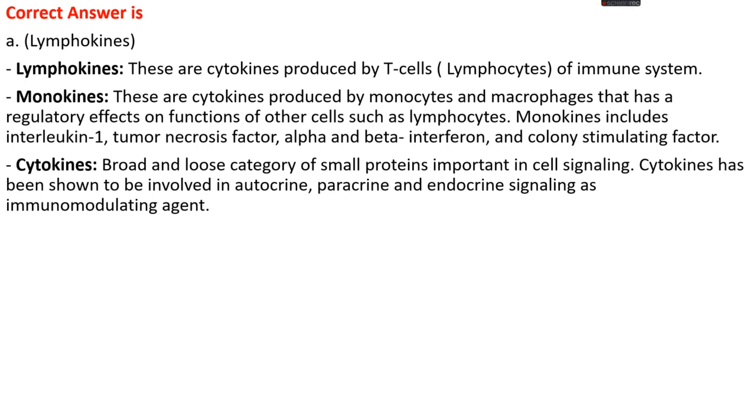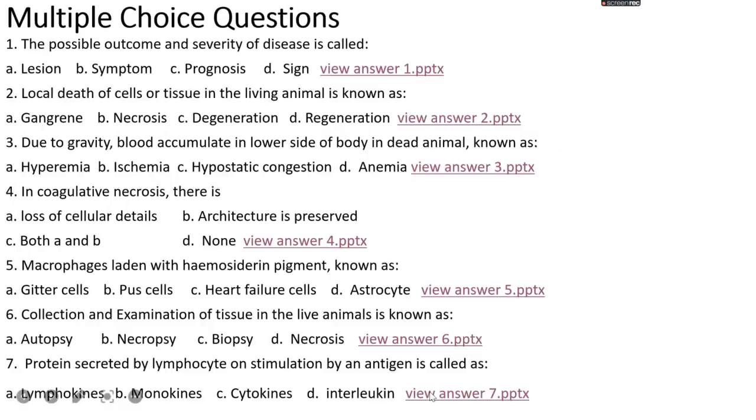Monokines include interleukin 1, tumor necrosis factor alpha, beta interferon, and colony stimulating factor. Both lymphokines and monokines come under cytokines. Cytokines are a broad category of small proteins important in cell signaling. Cytokines have been shown to be involved in autocrine, paracrine, and endocrine signaling as immunomodulating agents. Okay.